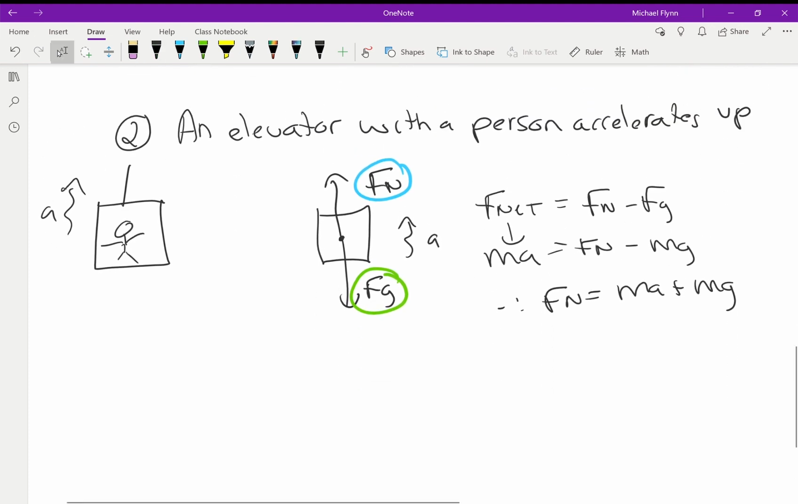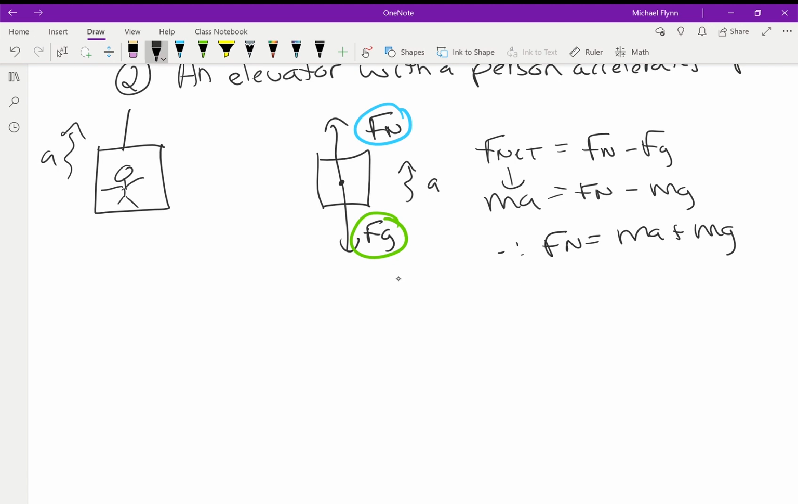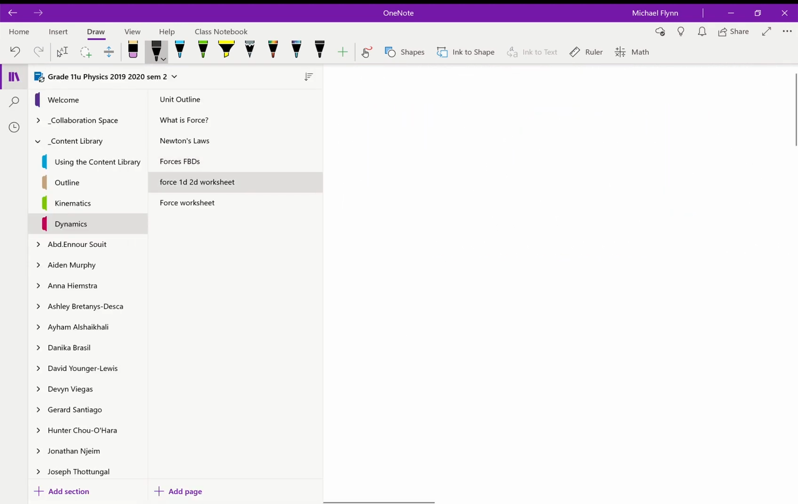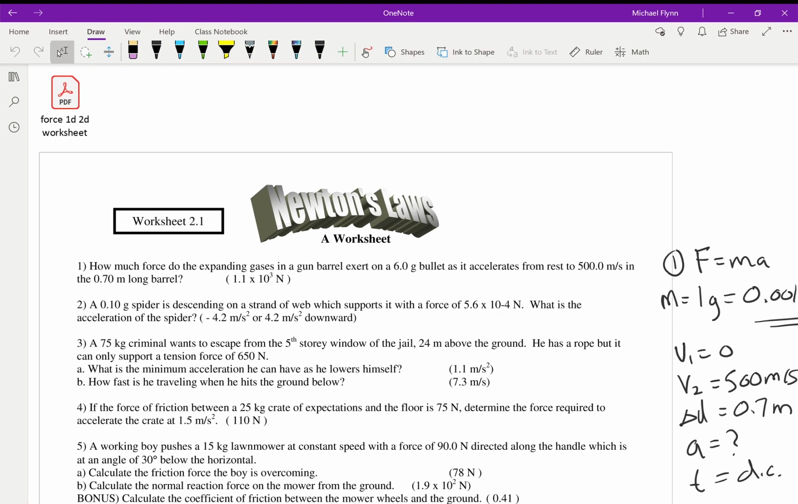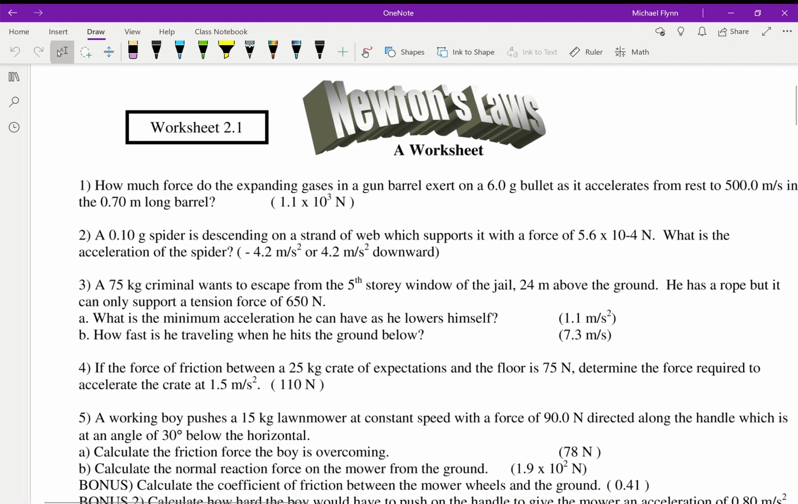Anyway, so there's a couple of examples of free body diagrams. I want to show you one more. There's a question in the homework about a spider accelerating downwards on a thread. Look at question number 2. It says a spider is descending on a strand of web which supports it with a very tiny force, 5.6 times 10 to the negative 4. What's the acceleration of the spider? Well, they give you the mass, it's right there, and they give you the force of tension right there.